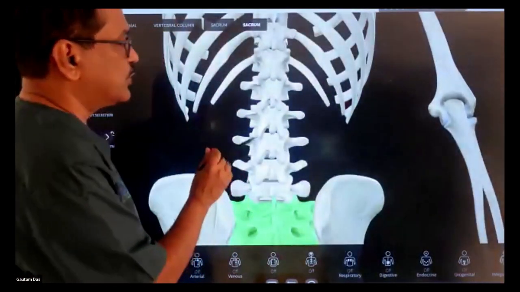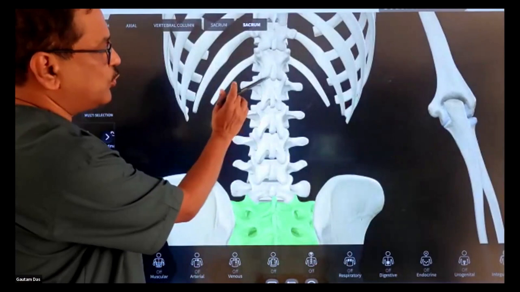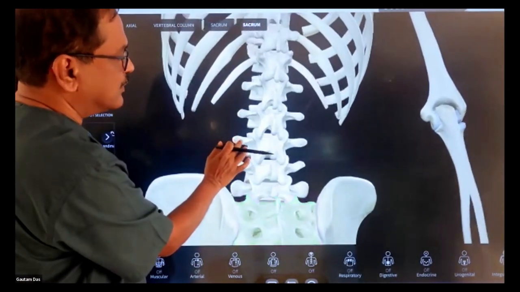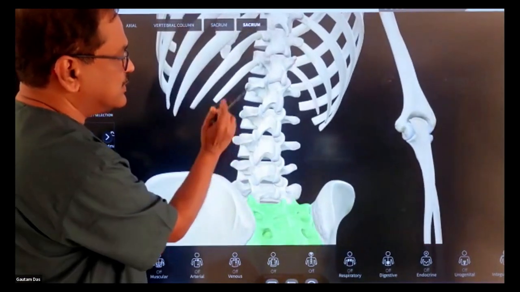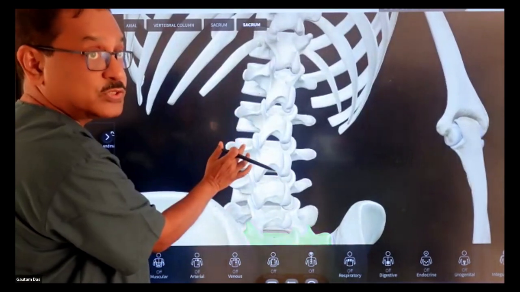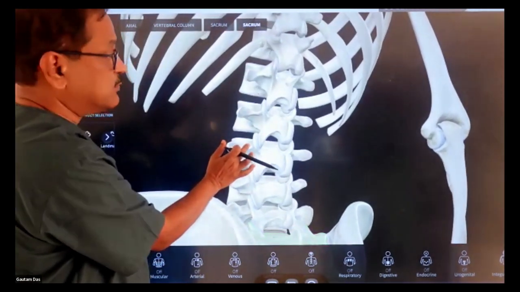Okay, so what we'll be doing? First we'll be taking this epiview, and then we'll be making it oblique. How much oblique? Till this transverse process is within the vertebral body, this much transverse process.